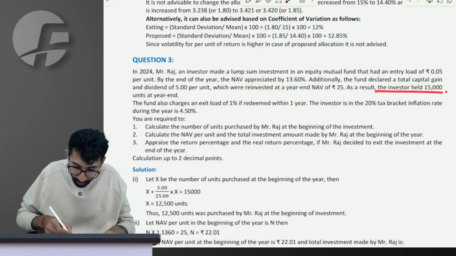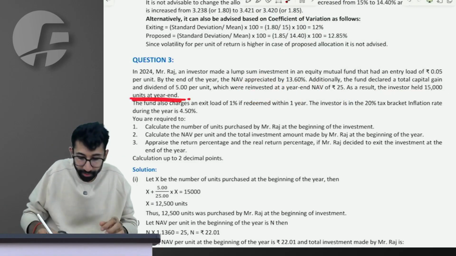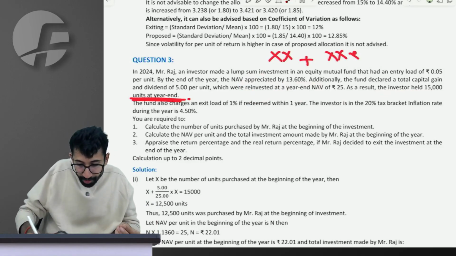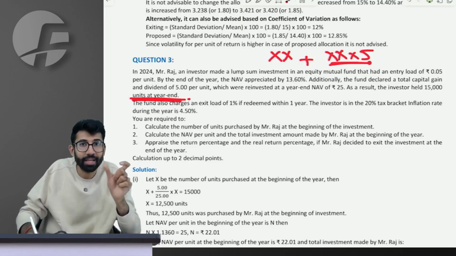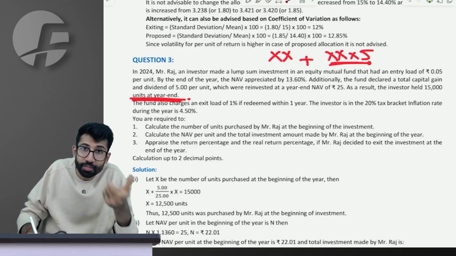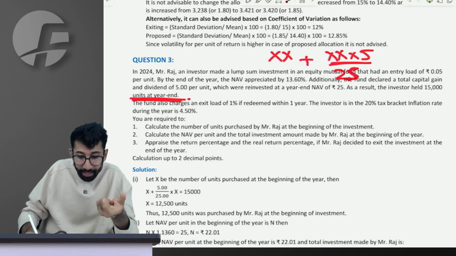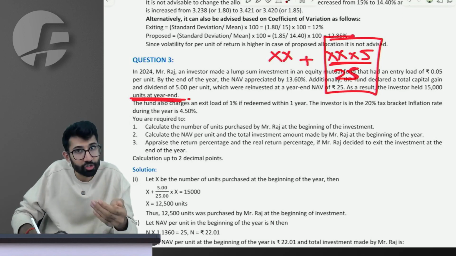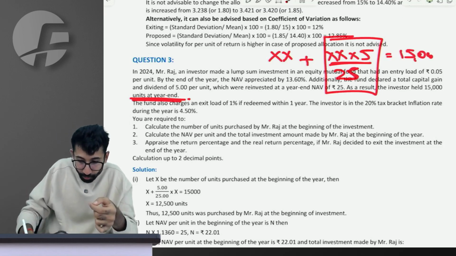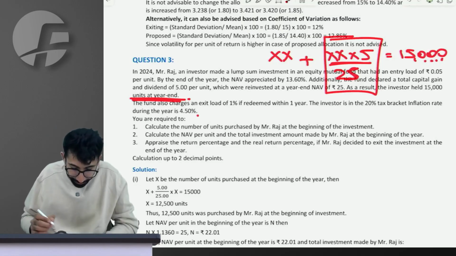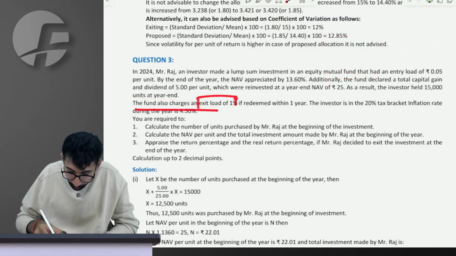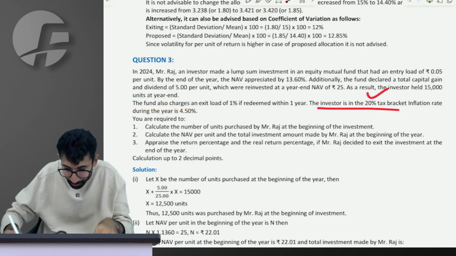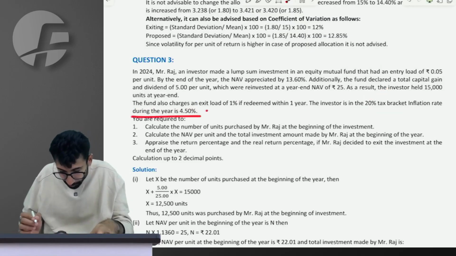As a result, the investor held 15,000 units at the end. We had some units in the start, we don't know. On those units, we earned 5 rupee of dividend and capital gain multiplied by 5. Those dividend and capital gain got reinvested at a NAV of 25. So we got allotted these many units additionally. The closing unit with that was 15,000. Fine. The fund also charged exit load of 1% when you sell within a year. You'll be charged 1% exit load. Investor 20% tax bracket. Inflation during the year 4.5.